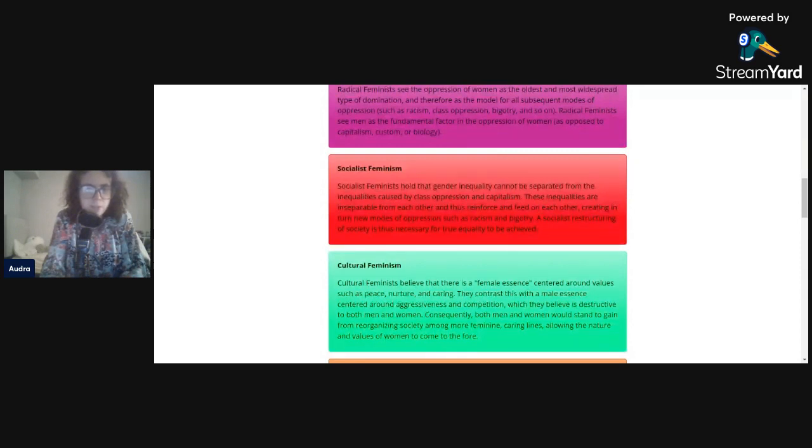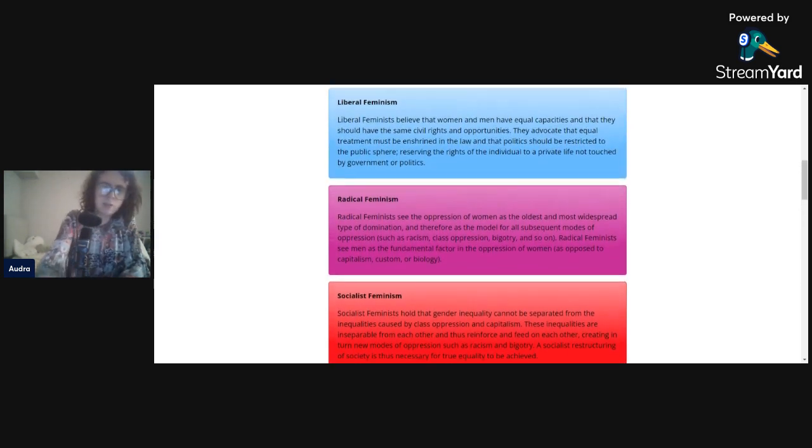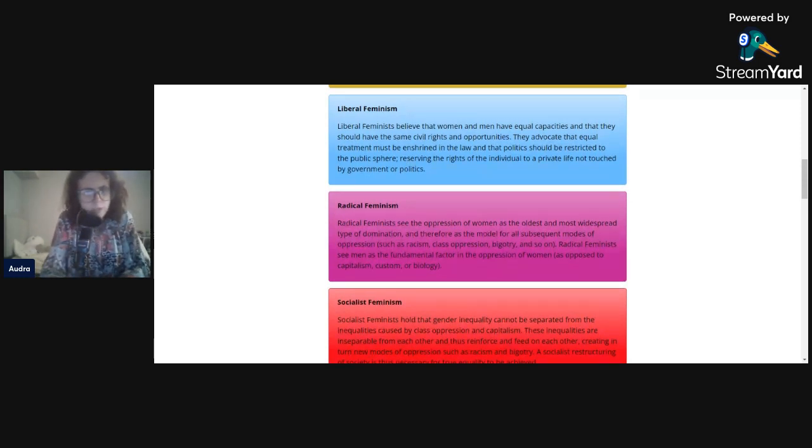Socialist feminism. Socialist feminists hold that gender inequality cannot be separated from the inequalities caused by class oppression and capitalism. These inequalities are inseparable from each other and thus reinforce and feed each other, creating, in turn, new modes of oppression such as racism and bigotry. A socialist restructuring of society is thus necessary for true equality to be achieved. Radical feminism. Radical feminists see the oppression of women as the oldest and most widespread type of domination, and therefore the model for all subsequent modes of oppression: racism, class oppression, bigotry, and so on. Radfems see men as the fundamental factor in the oppression of women, as opposed to capitalism, custom, or biology.